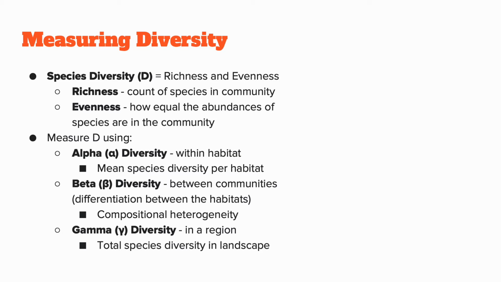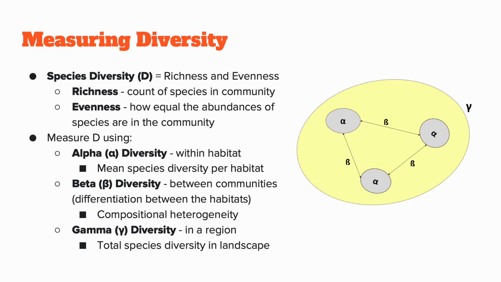So how do we measure diversity? Species diversity is denoted by D, and that has to do with the richness and evenness. Richness being the count of species in that community, and evenness being how equal the abundances of species are in that community. To break this down further, there's alpha diversity, which is the mean species diversity per habitat, beta diversity, which is between community diversity, and gamma diversity, which is the entire diversity within a region.